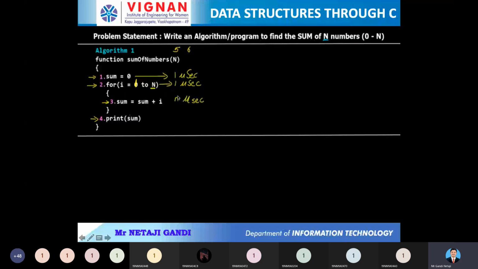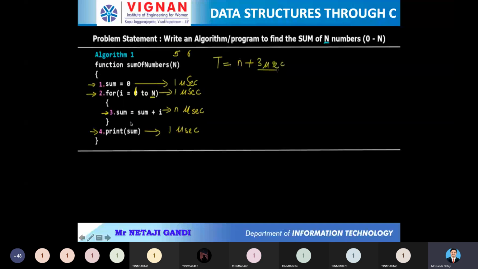This is only an estimation. This is a simple assignment, 1 microsecond to run this statement. i equal to 0, i equal to 1, i equal to 2, like that. This is only one time, that's why you can take it as one micro instruction. But this instruction depends upon the input. That's why the time consumption depends upon the inputs. If you give 5 inputs, 5 times; 6 inputs, 6 times; n inputs, n number of times. That's why n microseconds are required. What about the printing statement? 1 microsecond is enough.